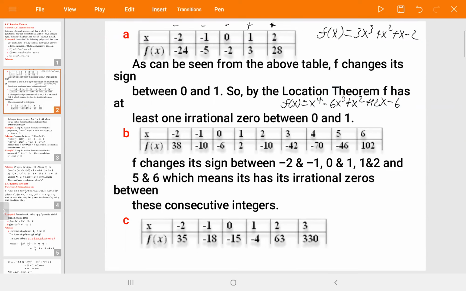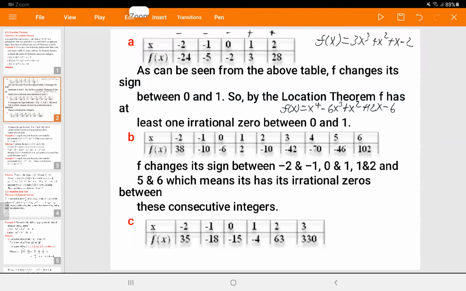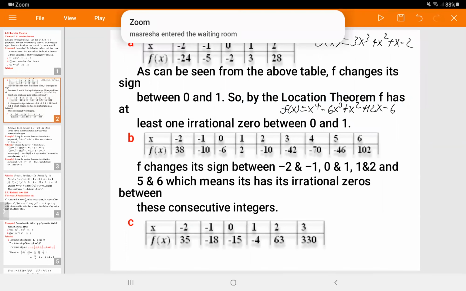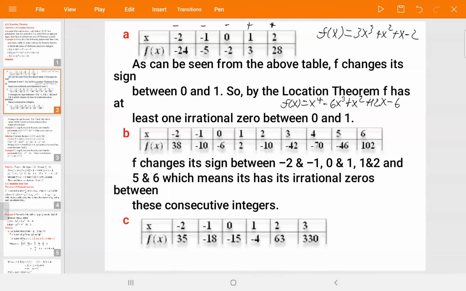So f of x changes its sign between minus 2 and minus 1. So one irrational zero of this polynomial is obtained between minus 2 and minus 1, where f changes its sign from positive to negative. Now, at x is equal to 0, f of x is equal to the constant term of the polynomial, which is equal to minus 6.